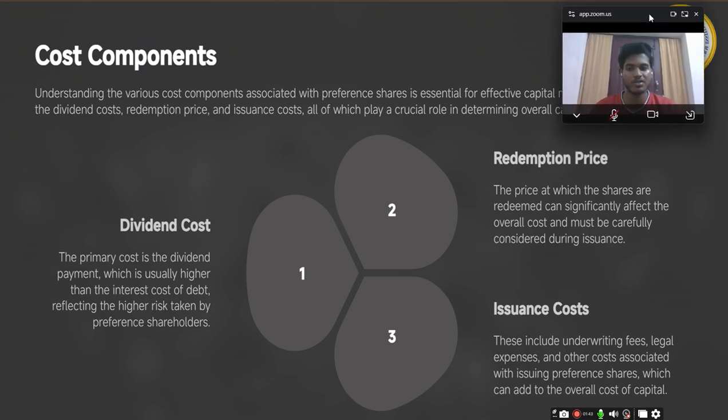So what is dividend cost? The primary cost is the dividend payment, which is usually higher than the interest cost of debt, reflecting the higher risk taken by preference shareholders. Redemption price. The price at which the shares are redeemed can significantly affect the overall cost and must be carefully considered during issuance. Issuance costs. These include the underwriting fees, legal expenses, and other costs associated with issuing preference shares, which can add to the overall cost of capital.